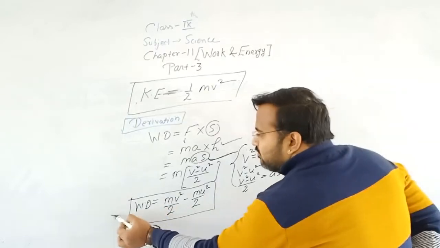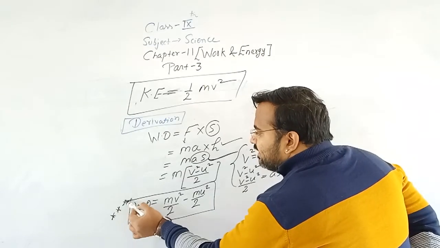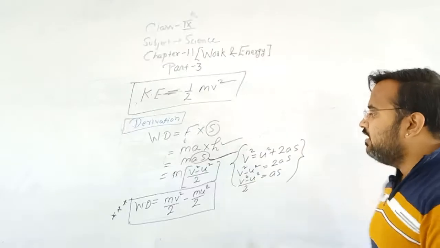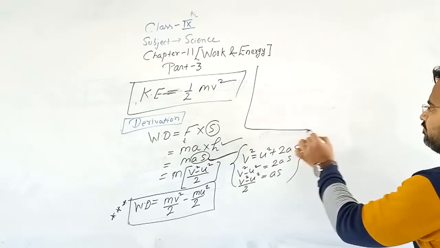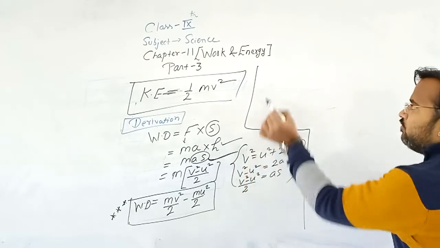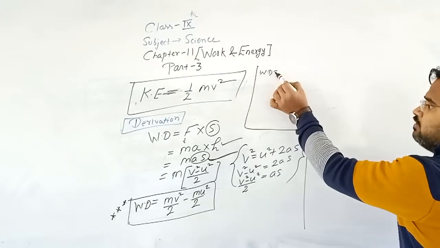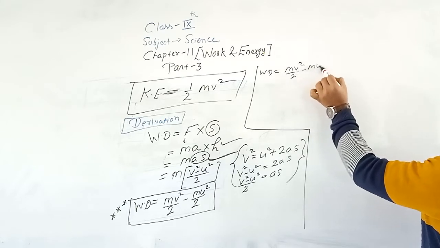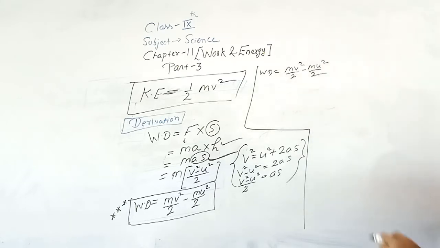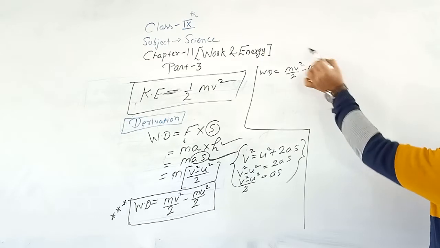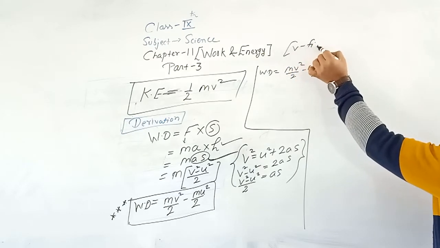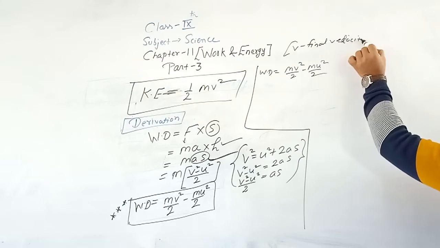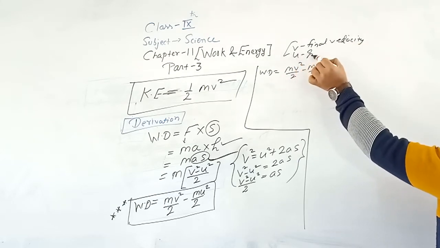Now this formula is also very important. We'll solve one type of numerical on this formula, but we have not derived that one yet. Now if we continue, work done is equal to mv square upon 2 minus mu square upon 2, where v is final velocity, u is initial velocity.